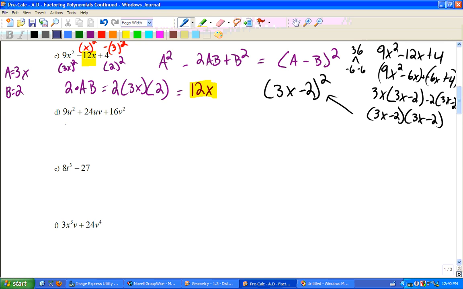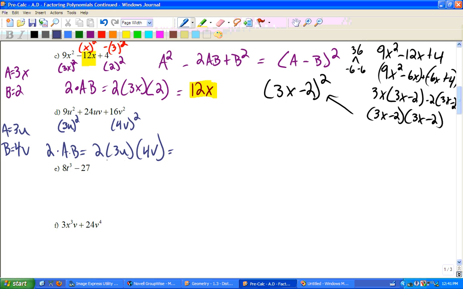Again, let's take a look at D, 9u squared plus 16v squared. This would be 3u squared. This would be 4v squared. Our a would equal 3u. Our b would equal 4v. So 2 times a times b would equal 2 times 3u times 4v, which equals 24uv. 24uv is the right solution. That's what we're looking for. That's our middle term. Because those match, we know this is a perfect square trinomial.